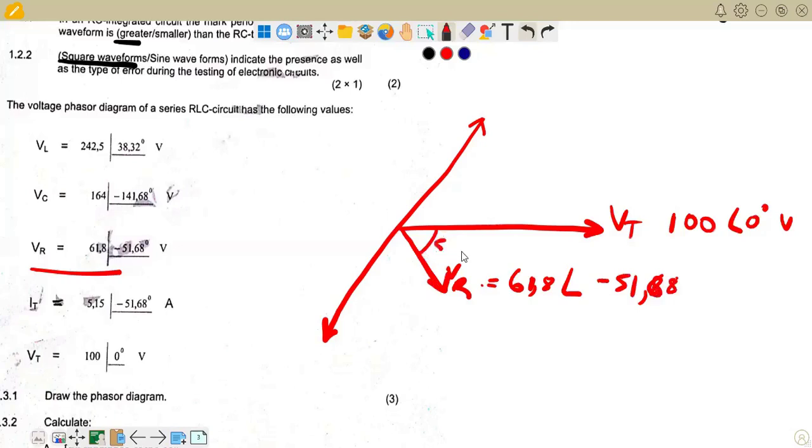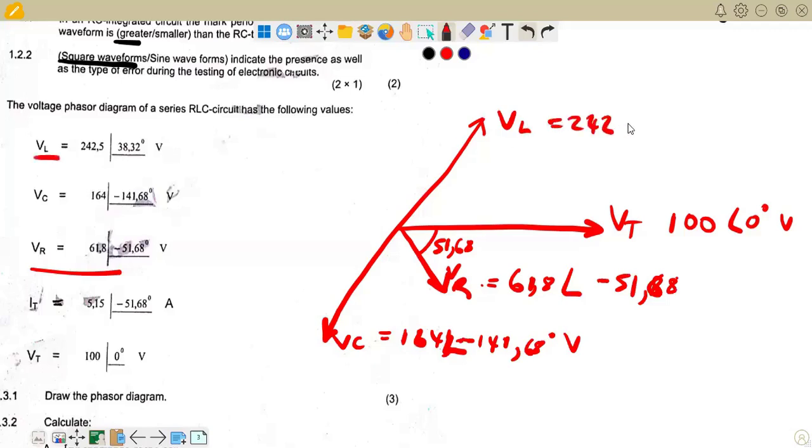That's 51.68 here, right? Then this marks VC here, 164 angle of negative 141.68 volts. Then this marks VL at this point, and VL in this case we have been given as 242.5 angle of 38.32 degrees. And by the way, we can as well indicate it here as 38.32 degrees. Then we complete our diagram.